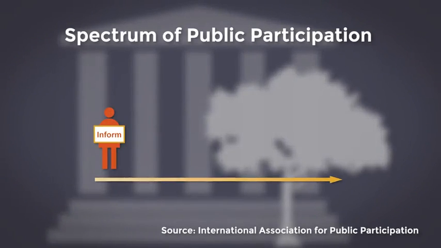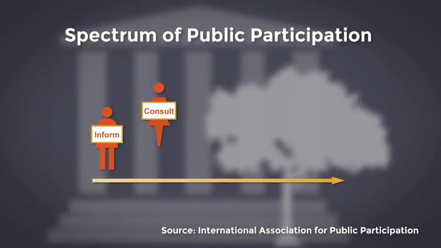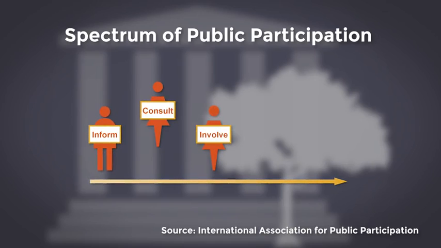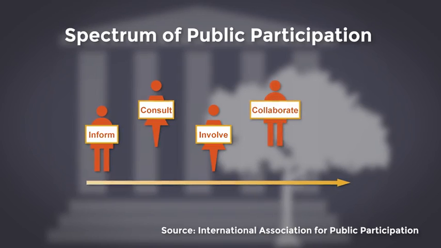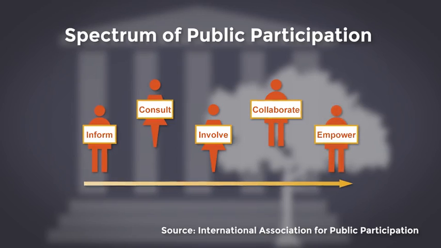First, participation can be used to inform the public or provide people with balanced and objective information to assist them in understanding the issue. Second, participation can be used to consult with the public or get feedback on the issue. Third, participation can be used to involve the public or work directly with people throughout the process to ensure that public concerns and aspirations are consistently understood and considered. Fourth, participation can be used to collaborate with the public or partner with them in each aspect of the decision-making process. Finally, participation can be used to empower the public or place final decision-making in their hands.